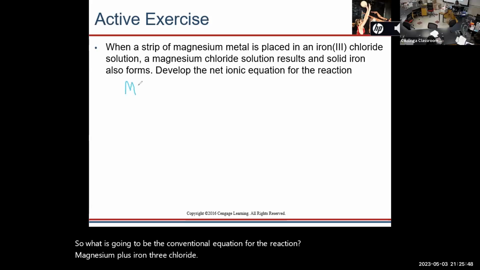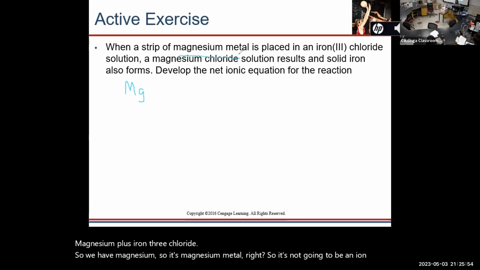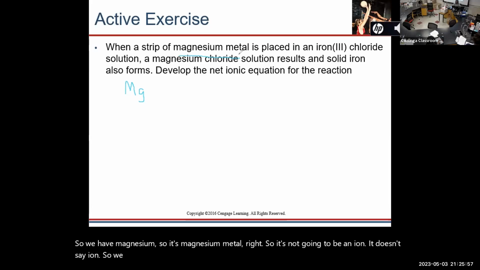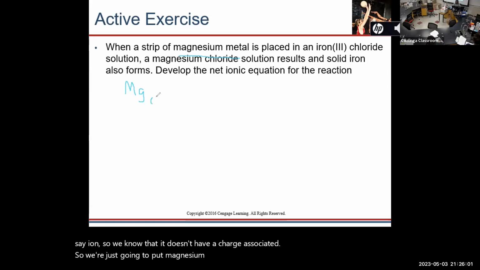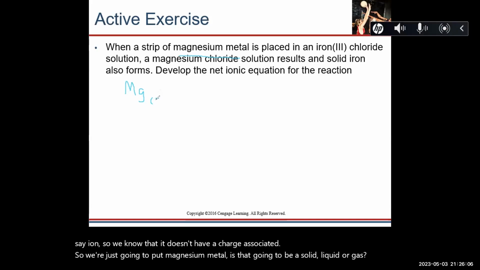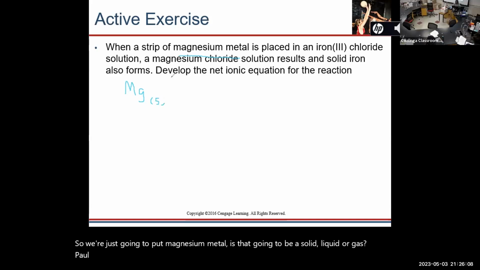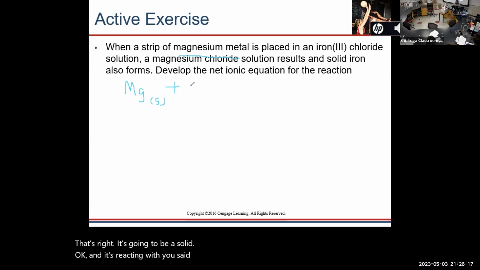Okay, so we have magnesium. So it's magnesium metal, right? So it's not going to be an ion. It doesn't say ion, so we know that it doesn't have a charge associated. So we're just going to put magnesium metal. Is that going to be a solid, liquid, or gas? Solid. It's going to be a solid. Okay, and it's reacting with, you said, iron 3 chloride. So what is the chemical formula for iron 3 chloride?